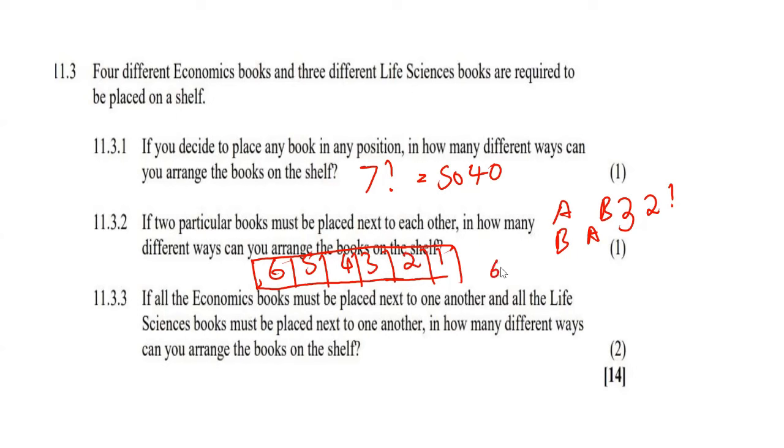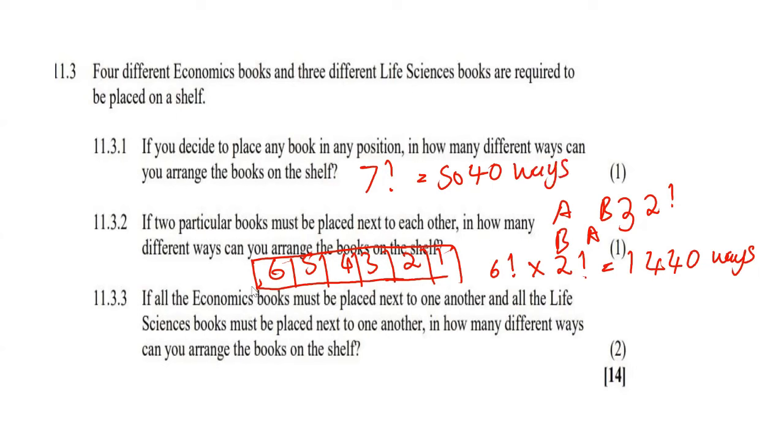So we're going to have the 6 factorial, but multiply that by the 2 factorial. The 2 factorial comes from saying that we can place the books as AB or BA. Now multiplying that, we have 6 factorial times 2 factorial. That is going to give us 1,440 ways.